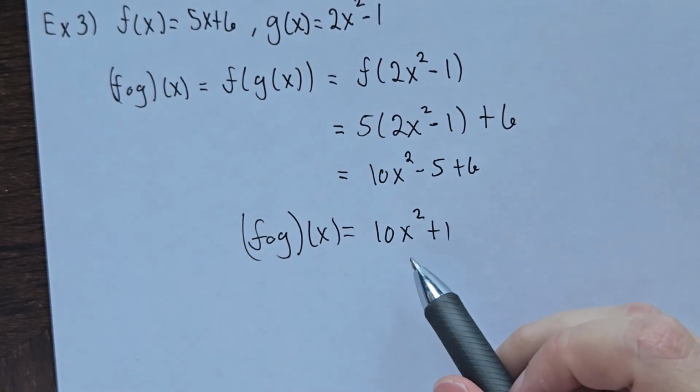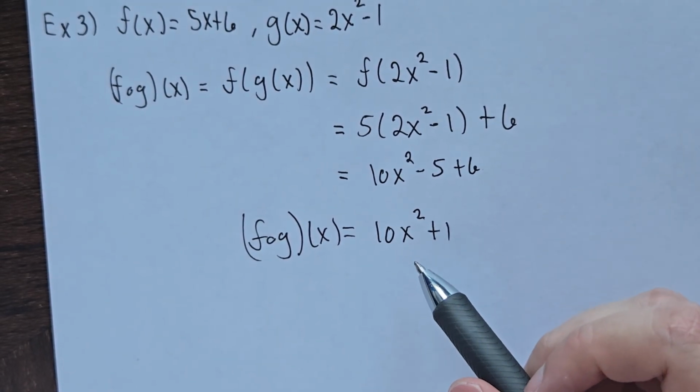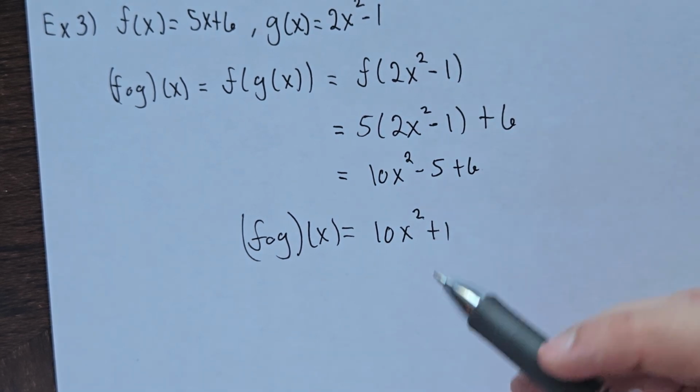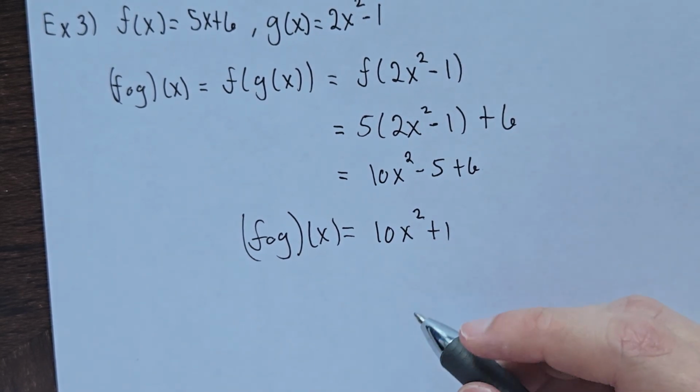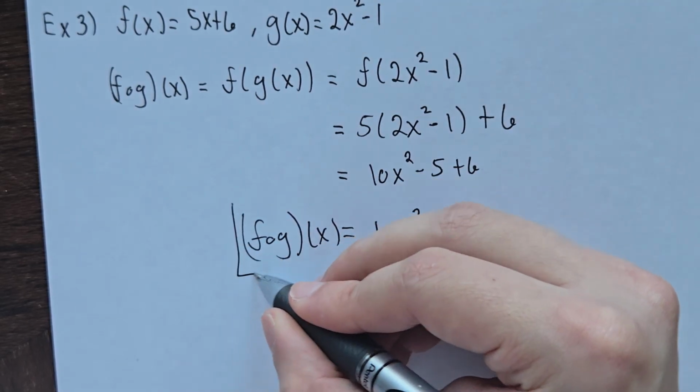Notice here, we don't have any issues present in the domain of either of these guys, so our domain would just be negative infinity to positive infinity, okay? So this is f of g of x.